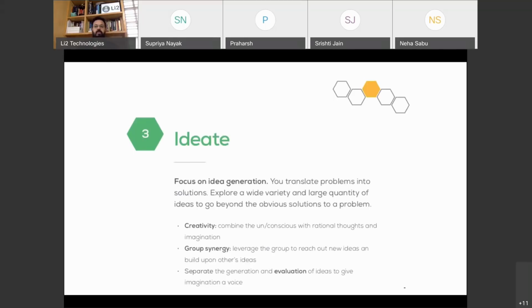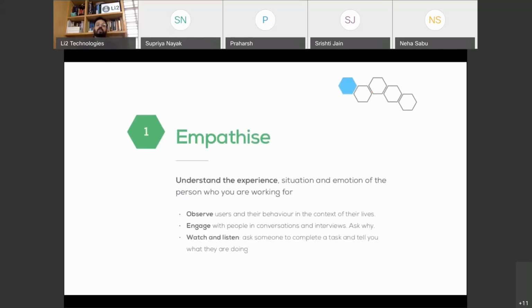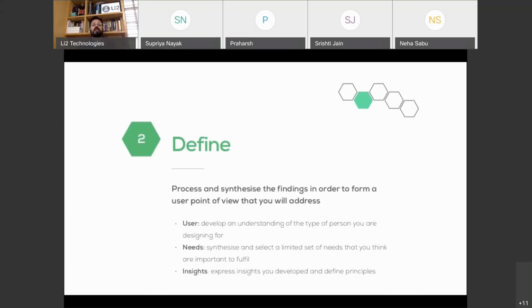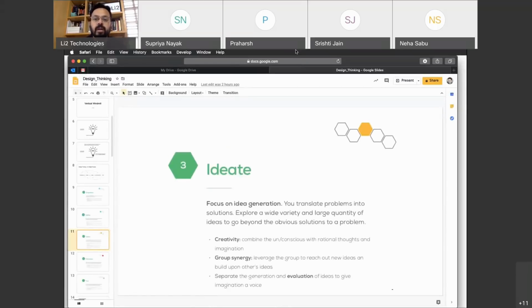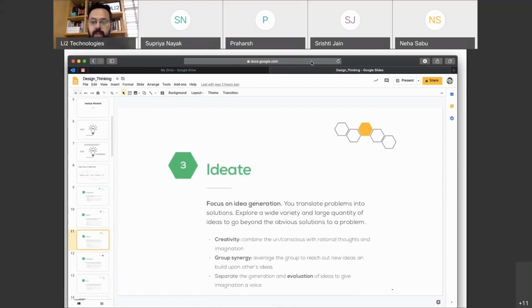Today, I'm not going to talk about prototype. These 3 stages is what I'm going to talk about. Empathize, define, and ideate. Is that clear, people? So this is the huge difference between just going out and building a product. All I want you to do is maintain a file, put everything down on paper, write it.